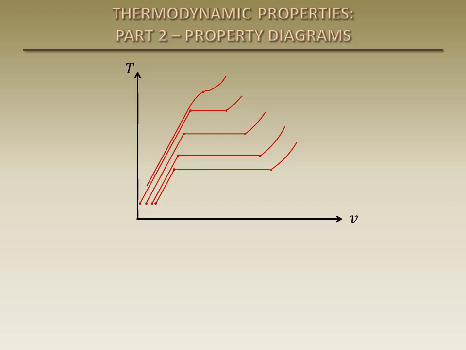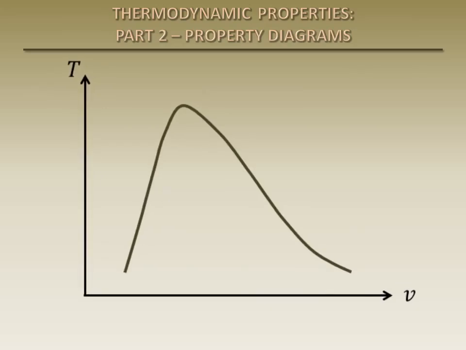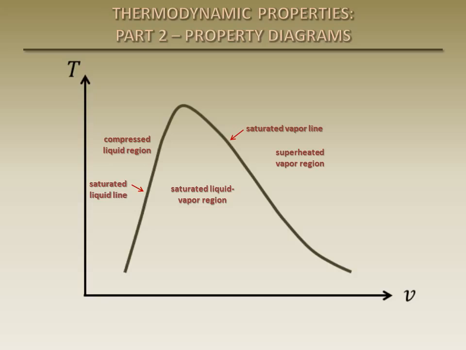A line can be drawn through the saturated liquid and saturated vapor states, forming a dome which separates the different regions of the property diagram. On the left side of the dome is the compressed liquid region. Under the dome is the saturated liquid-vapor mixture region, and on the right side of the dome is the superheated vapor region. The line on the left of the critical point is the saturated liquid line, and the line on the right of the critical point is the saturated vapor line.